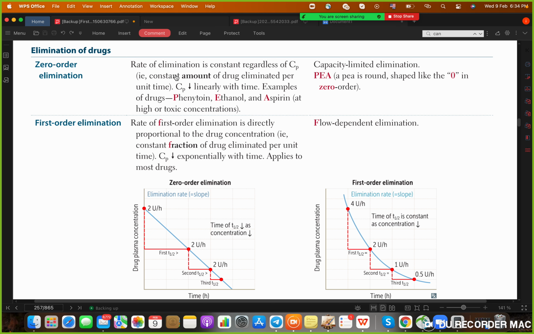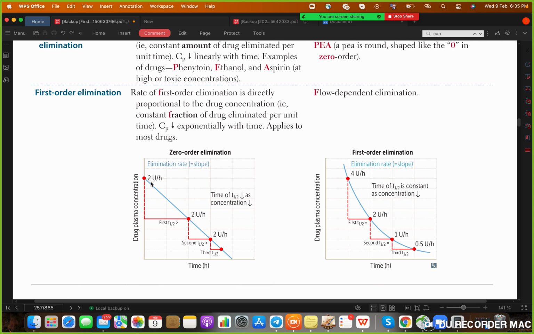Okay, zero-order elimination, in which you are losing a constant amount per hour, applies to only three drugs you must know about. The rate of elimination is constant regardless of the drug concentration, meaning the amount of the drug in the plasma. So there is a constant amount of drug elimination per unit time. The amount of the drug inside the plasma is going to decrease linearly with time, as you can see here, because we are losing just 1 milligram, for example, per hour, or here they make it 2 units per hour, but it's constant. It's not a percentage.